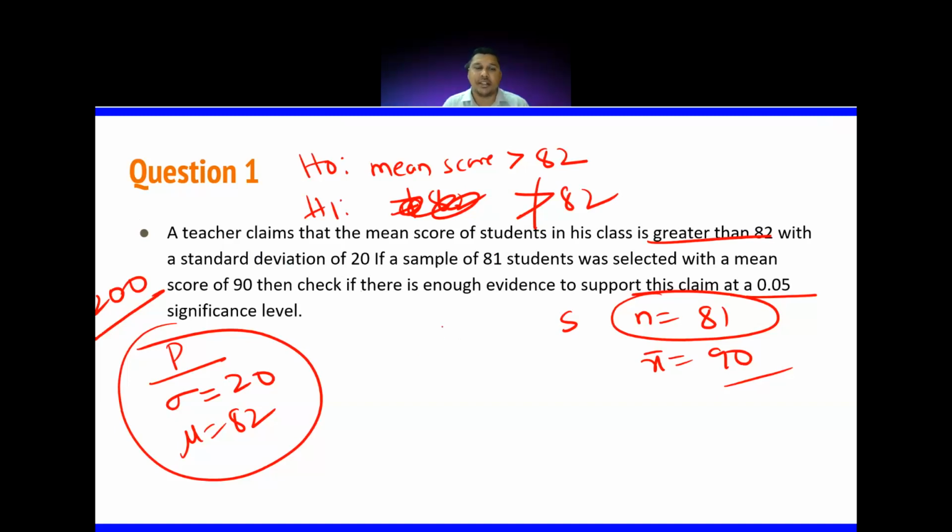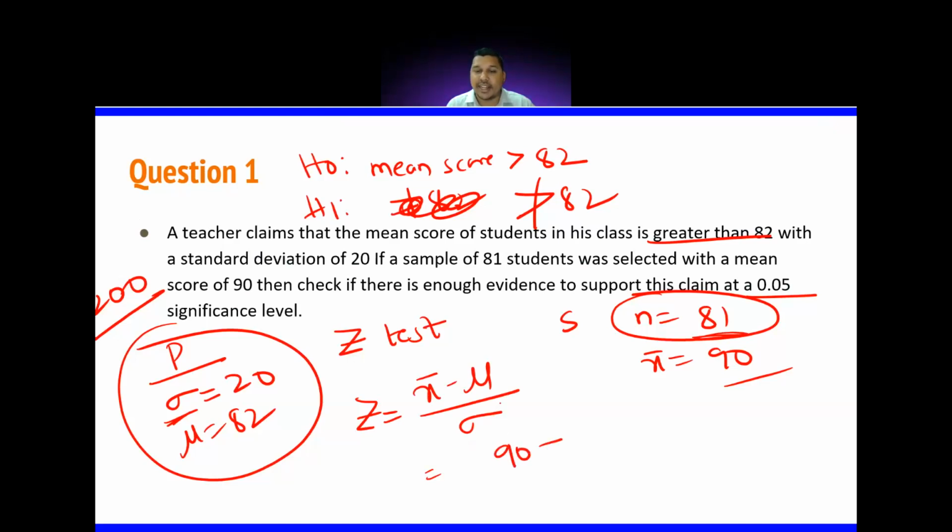Now which test to apply? If you see, the standard deviation of the population is known and the sample size is greater than 30. So you have to go for Z test. You have to apply Z test here. So what is your Z test formula? Z test says X bar minus mu by standard deviation of population. So what is X bar value? It is 90 minus mu value here, 82, by 20.